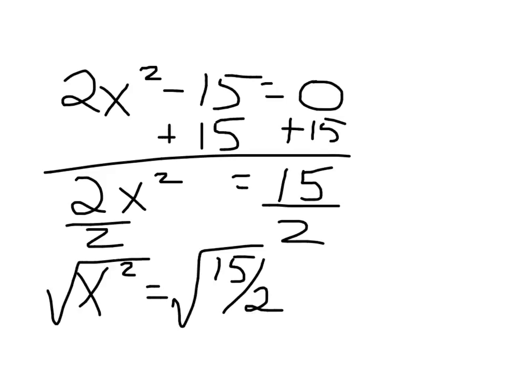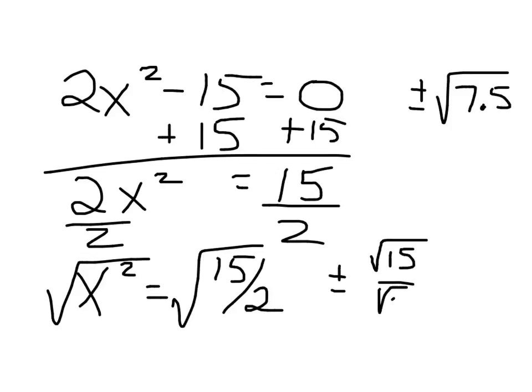How do you get rid of square? Square root. When I'm square rooting, decimals are not usually left in your answer. That's why I left it as 15 halves. Some of you have plus or minus the square root of 7.5, which is not wrong. But if you left it with the square root of 15 halves, plus or minus square root of 15 over the square root of 2, can you have the square root of 2 in the bottom?